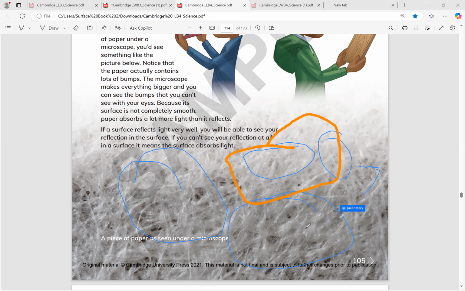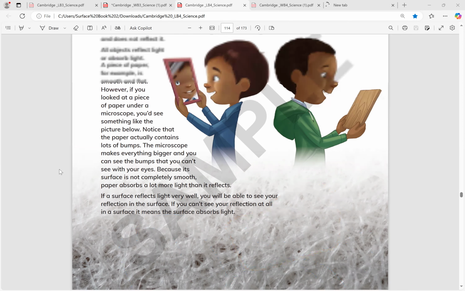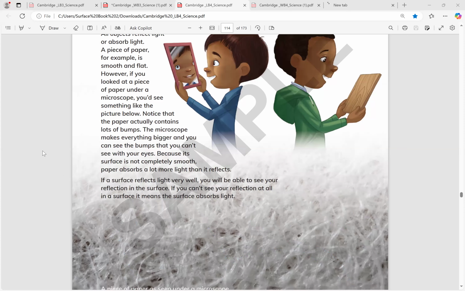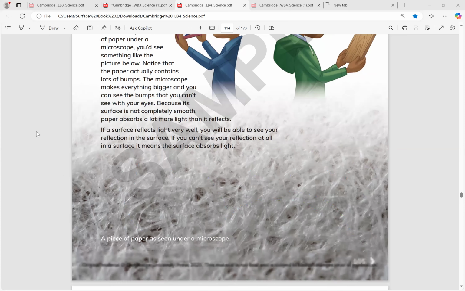Now, you can see that there's a lot of bumps on the piece of paper. Well, that's because the surface is not 100% smooth.